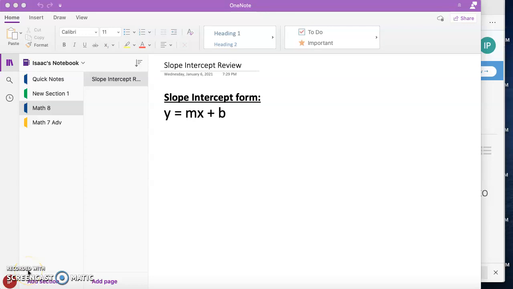Good morning, everybody. Today we're going to be talking about slope-intercept form. Now, slope-intercept form is the main way that we talk about functions, which is relationships between two quantities. So, the two most important parts of slope-intercept form are, as you may have guessed from the title, the slope and the intercept.